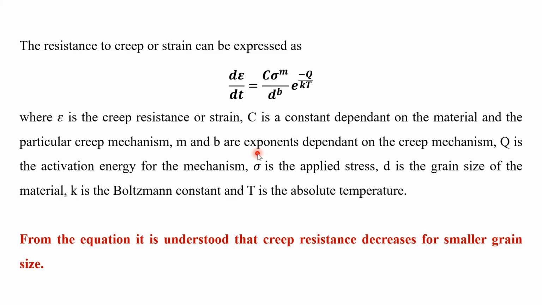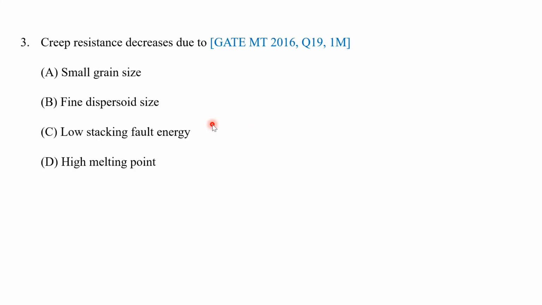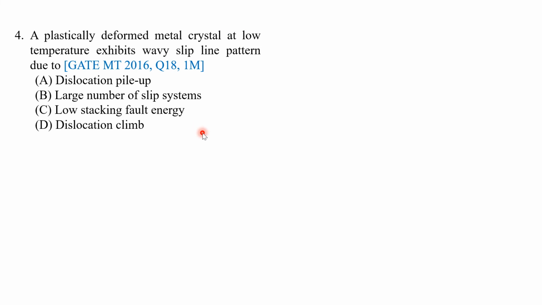So we have both explanations. Please go through the explanations once more, and if possible, try to keep track of at least where the values lie. For example, applied stress lies in the numerator, d lies in the denominator, and so on. Memorizing all the equations won't be easy, so please try to comprehend in a logical way. So the answer is small grain size. I hope it's clear to all of you. Now we'll move on to the next question.